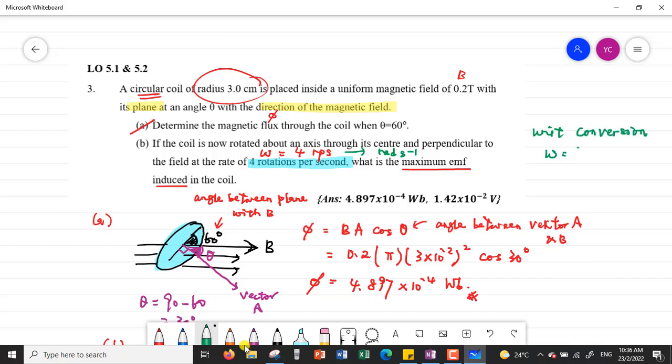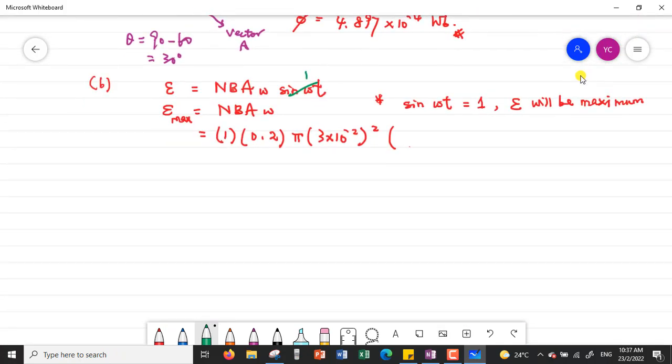Omega is 4 revolutions per 1 second. Rotation means revolution, berapa pusingan. So we have to change it to radian per second. We understood that 1 complete revolution is equivalent to 2 pi. So we have 4 times 2 pi over 1 second. Second is the SI unit, no need for unit conversion. So we are going to have 8 pi radian per second. After we have done the unit conversion for angular velocity omega, only then we put it here. So we have 8 pi.